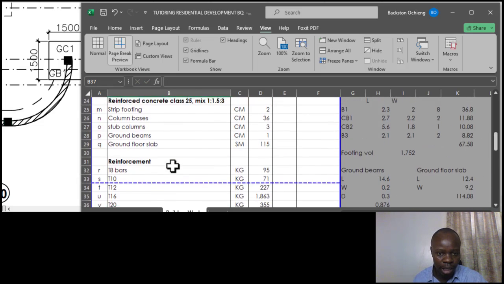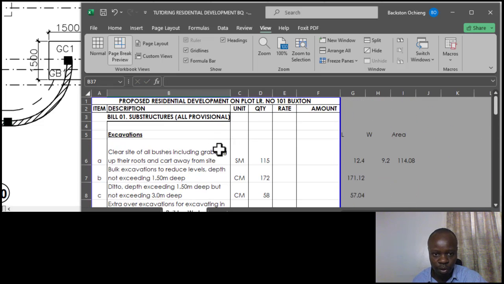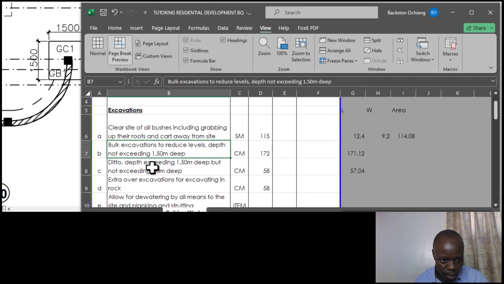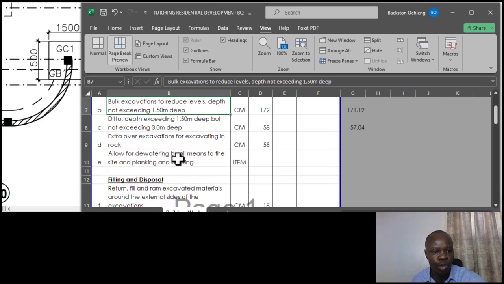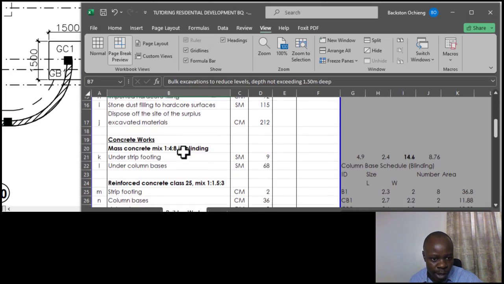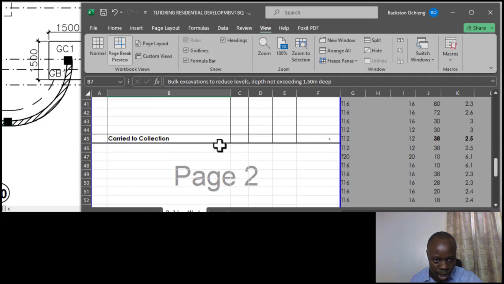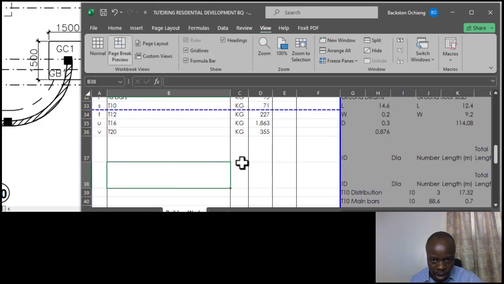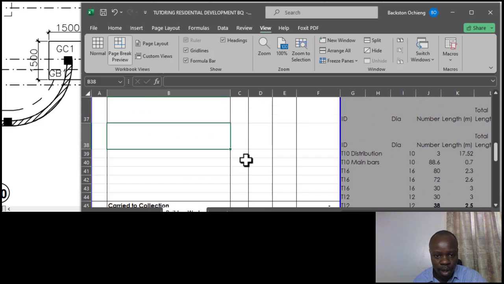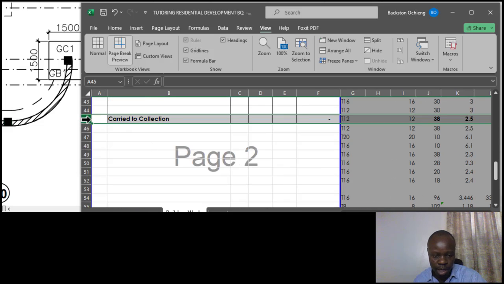So exactly that is what is expected of you. As usual, we keep track, or we keep editing our document properly. So these are excavations, A, B, C, D, E, F, G, H, and so on. And you can see this one is overlapping, so I will copy this particular part.